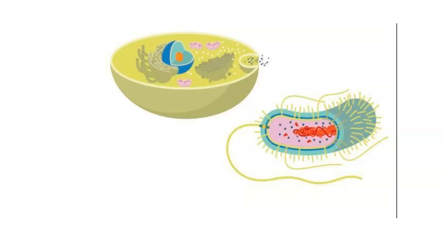And we can see here this prokaryotic cell has some cilia that help it probably propel through the medium, the water that it's in.